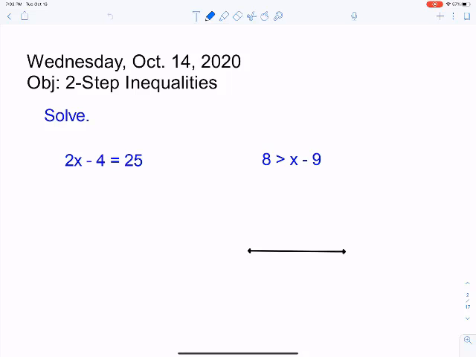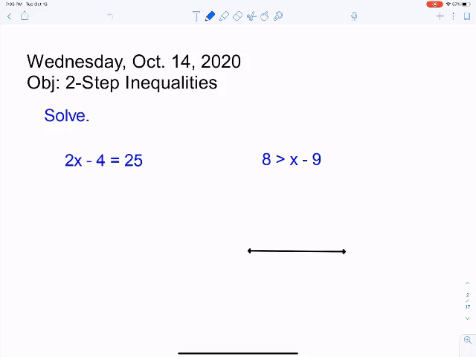So let's move on to two-step inequalities. First, for your warm-up, I'd like you to solve these two problems. You'll notice the first one is an equation, and the second one is a one-step inequality like you worked yesterday. However, it is a little different. You've got to be careful with this one because the variable is on the right-hand side. So pause the video and answer these two questions.